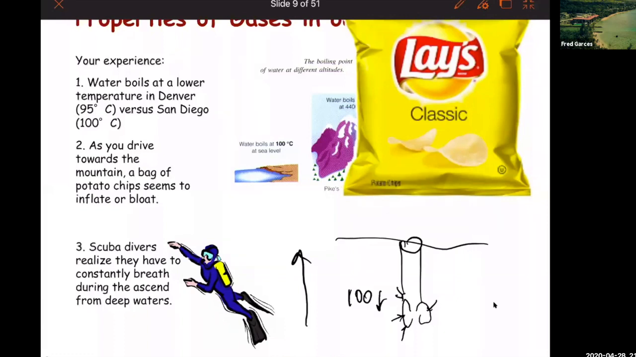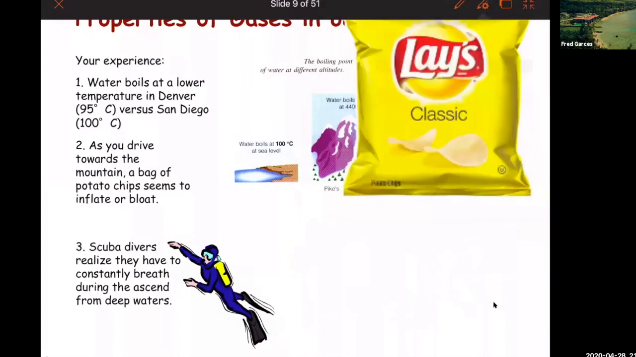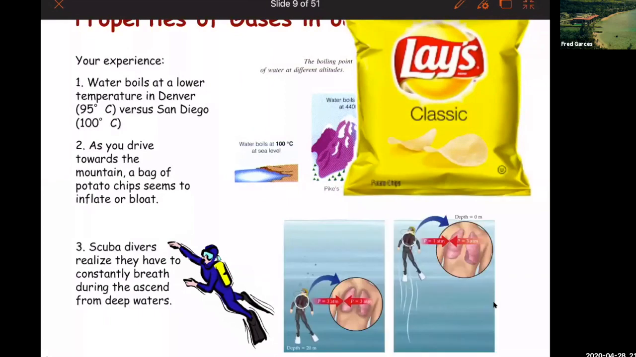But if you hold your breath, okay, your lungs will expand just like that potato chips bag as you make your ascent, and then you start to rupture your lungs if you don't exhale. So that's what happens. Okay, this is an illustration of what's going on. So if you're breathing from a tank down at 100 feet and you hold your breath, you could do serious damage to your lungs, just like that potato chip bag could easily rupture.